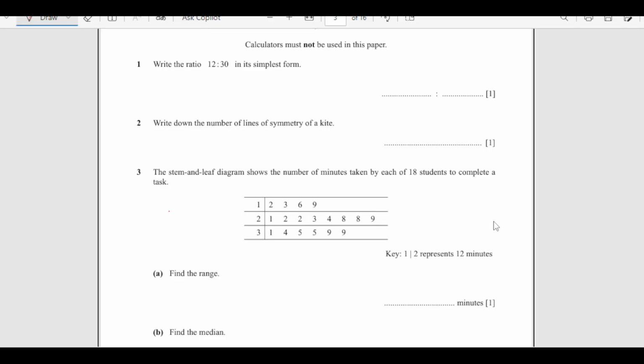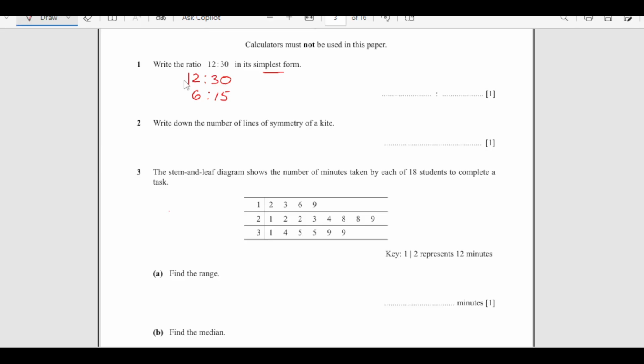So let's start. The first question that we have here: write the ratio 20:30 in its simplest form. In simplest form, that means you are going to just divide by the same number. Both are even numbers, they are divisible by 2. I can divide it by 2. 2 times 10 is 20 and 15 times 2 is 30.